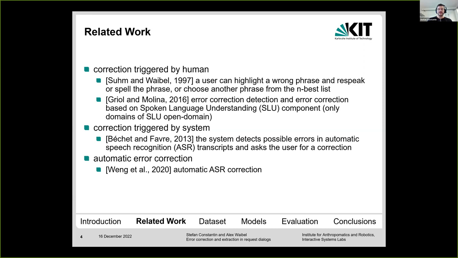Another type of related work is where the error correction is triggered by the system. In the system of Bechet and Favre, possible errors in the automatic speech recognition transcript are detected and the user is asked for a correction. A third type of related work is automatic error correction. Wang et al. present a component that detects errors in automatic speech recognition transcripts and tries to correct them.